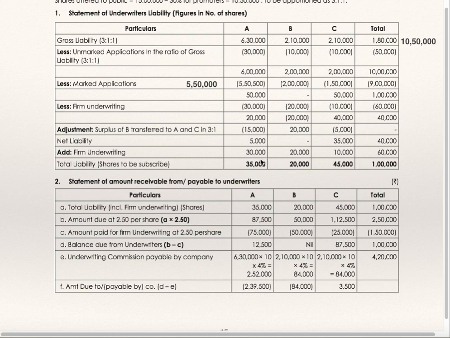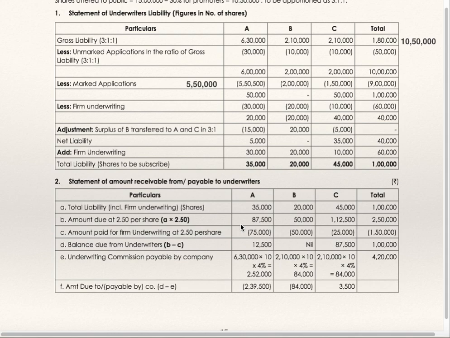Add firm underwriting. So total liability of A is 35,000, total liability of B is 20,000, total liability of C is 45,000, total 1 lakh. 60,000 firm underwriting is already given, and 40,000 was not taken over by the public: A's liability 5,000, C's liability 35,000. Now the amount receivable from and payable to underwriters. Total liability we have just calculated. Amount due at the rate of 2.50: 35,000 into 2.5, 20,000 into 2.5, 45,000 into 2.5.